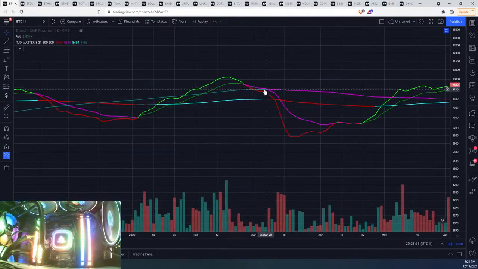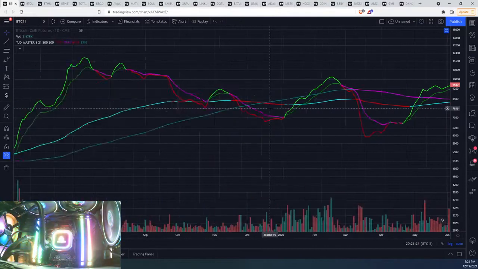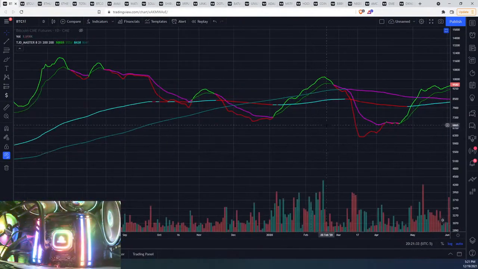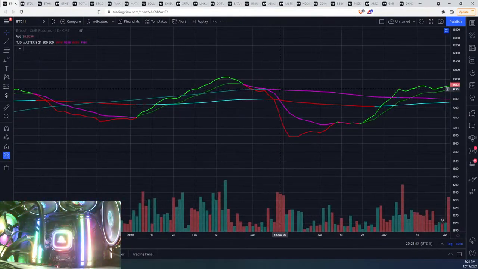And then we see here the 200 simple flips over as well. And that tells us once the 200 simple flips over red here, once the 200 exponential flips over red here, it tells us we're now officially in a bear market based on how I determine a bear market. Not once price action is below those moving averages. The bull market doesn't start once price action is above those moving averages. The bull market starts once the moving averages have flipped to a positive slope and flipped blue. The bear market starts once those moving averages have flipped red.